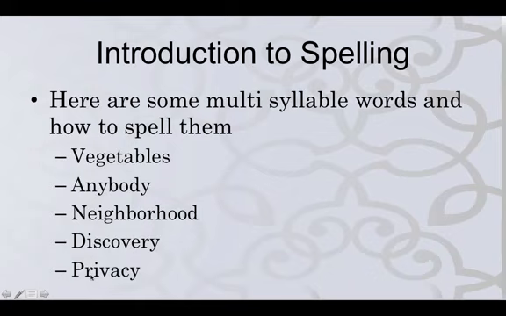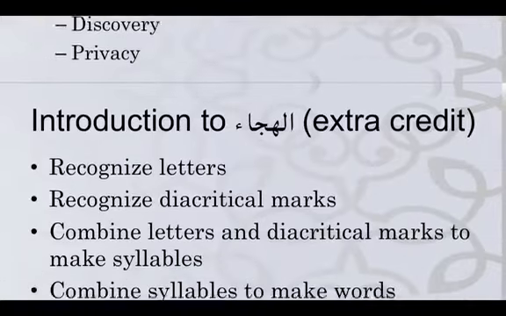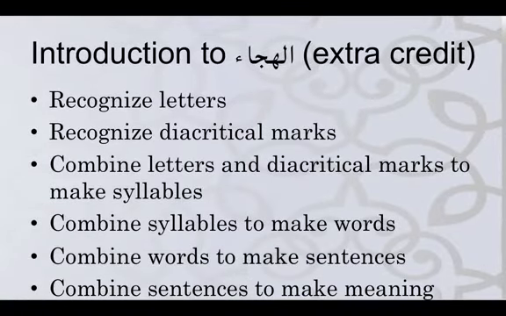Okay? So notice how I combined consonants and vowels to make syllables, and then I combined the syllables to make words. This is how you do spelling in the English language, correct? We're going to learn, and this is extra credit. I'm giving you an introduction. So this is extra credit, but we were going to do a lot more detail on how to do hijjah.